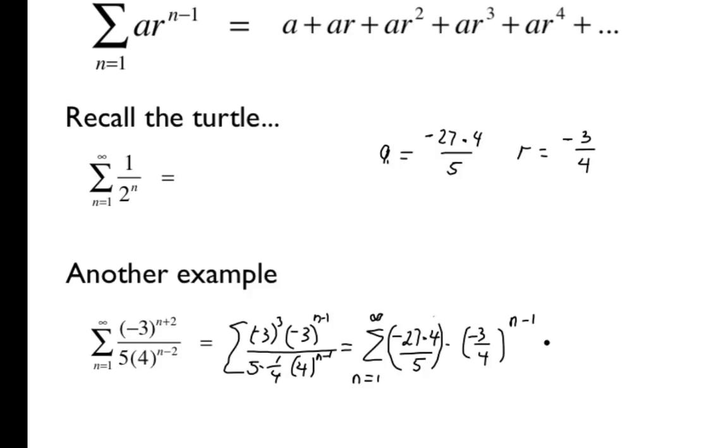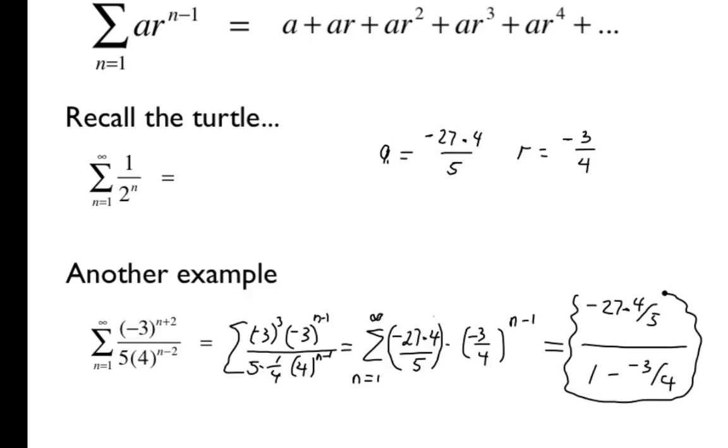Okay? So it converges to some ugly number. 27 times 4 over 5, all over 1 minus negative 3/4, whatever that turns out to be. But if you were able to add up all infinitely many terms of this series, you'd get this value. If you add up a partial sum of them, you'd have some approximation to this. And the longer your partial sum, the better approximation it would be. With every term that we add, we get closer and closer to this sum.